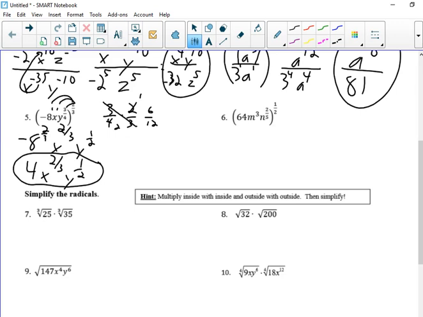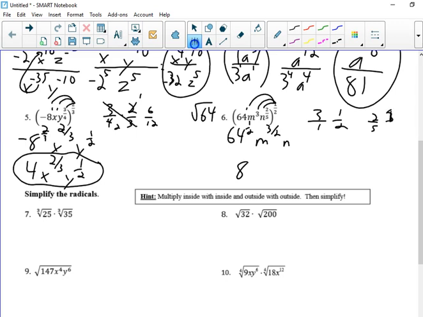Okay, the last one of these, we're going to set a 1/2 in. So 64 to the 1/2, which remember is the same thing as the square root of 64, that's going to be 8. 3 times 1/2 is just going to be m to the 3/2. And then n, 2/5 times 1/2. The 2's cancel, and I get 1/5. So that's 8m to the 3/2, n to the 1/5.